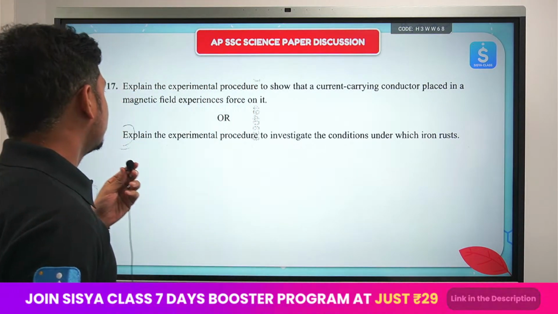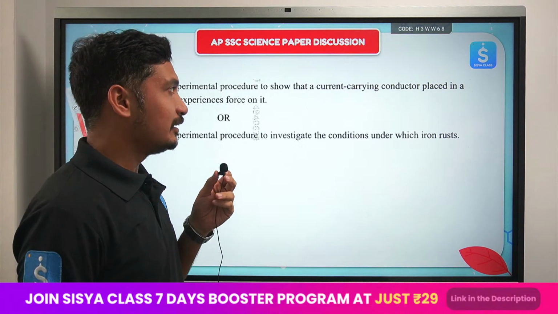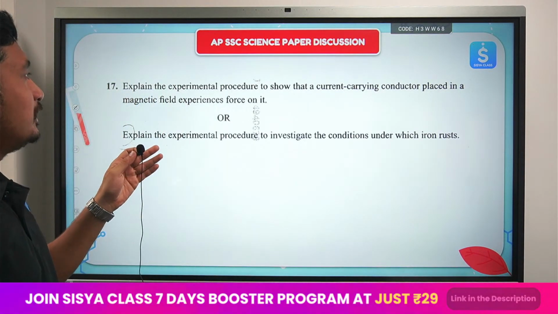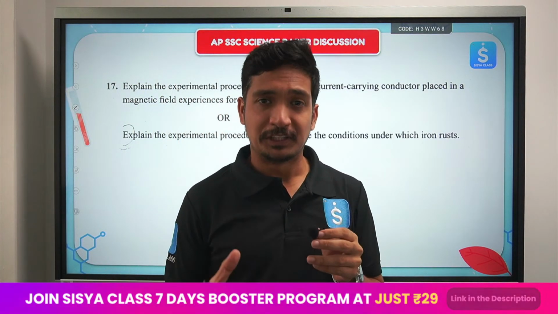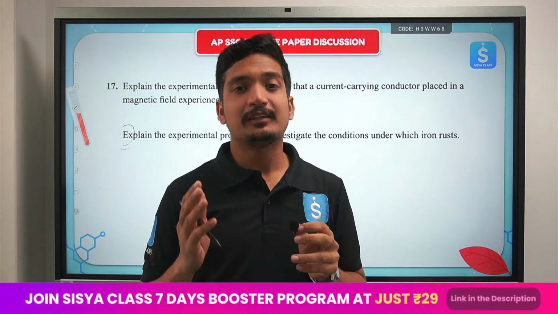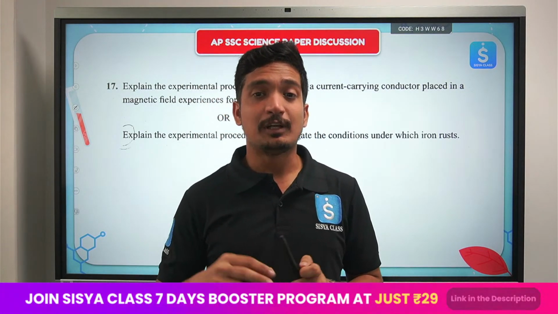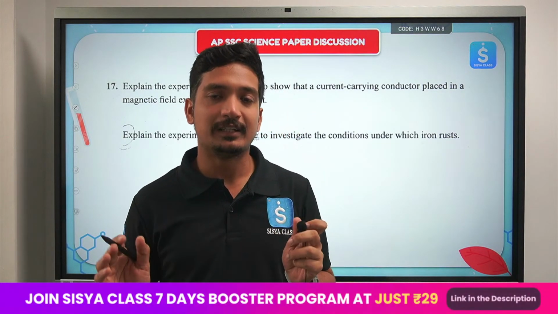Alright, so now we'll be moving to question number 17. This question is from physics and it says: explain the experimental procedure to show that a current carrying conductor placed in a magnetic field experiences force on it. So we'll need to basically create an apparatus, and then explain how this apparatus will actually work. And the second highlight of this question is Fleming's right hand rule. If you're explaining these two things, that will cover the entire answer.